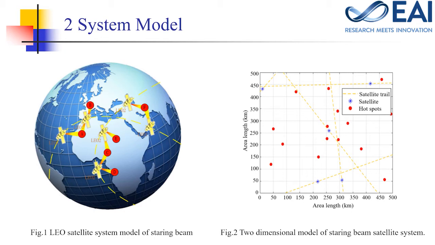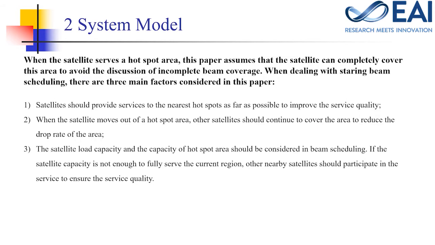Each satellite can provide staring service for one or more regions at the same time, which is constrained by the maximal number of beams and the elevation angle between the satellite and the staring region. And each region can also accept the service of multiple satellites. When the satellite serves a hotspot area, this paper assumes that the satellite can completely cover this area to avoid the discussion of incomplete beam coverage.